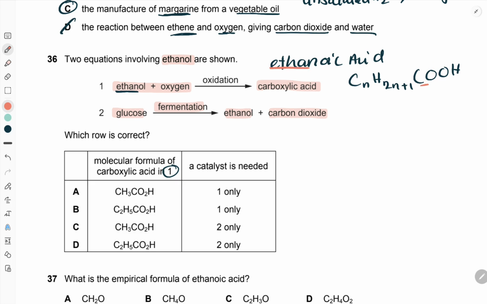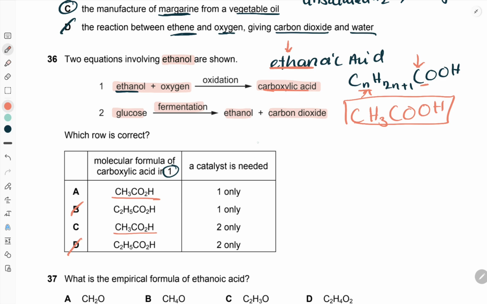So if you want ethanoic, you place N1. So N1 would be CH3COOH. This is ethanoic. If you put N2 for ethanoic acid, that will become propanoic because one carbon is already there in the formula. So this is the formula of this carboxylic acid, which means B cannot be the answer and D cannot. This is the correct formula of acid A and C.